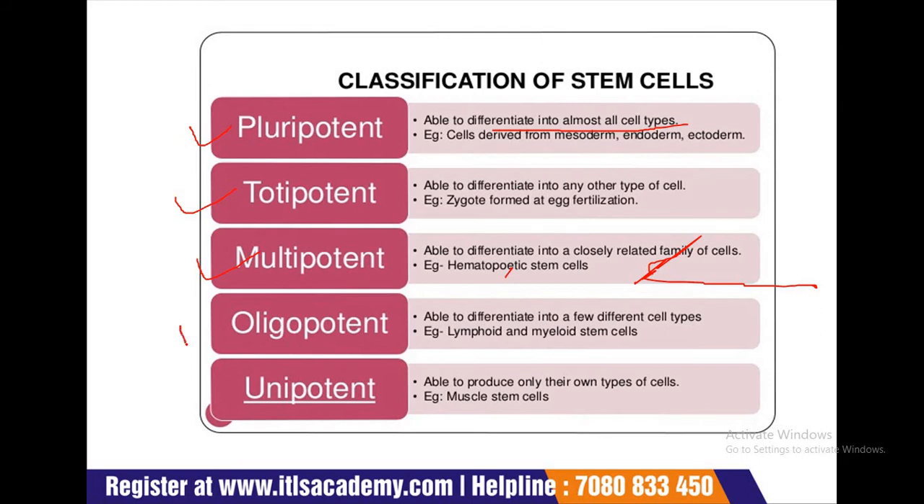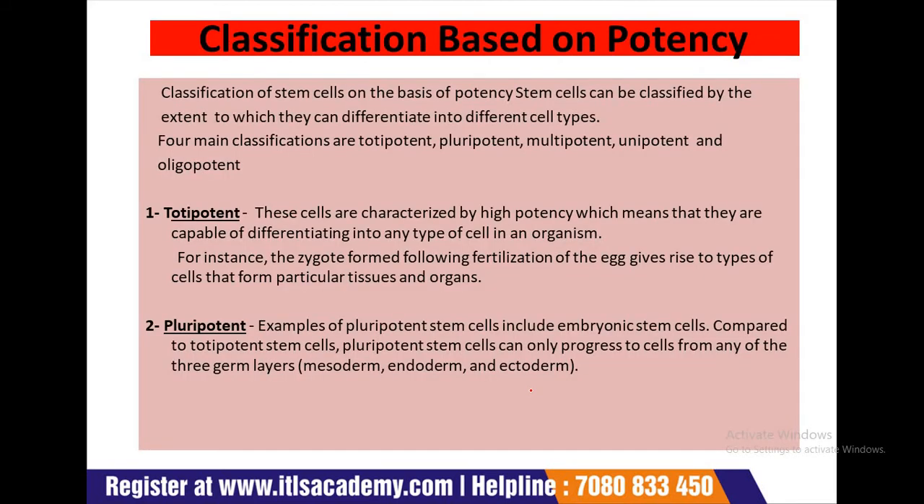Now, what are the oligopotent cells? These oligopotent cells are able to differentiate into a few different cell types, like lymphoid and myeloid stem cells. And the next one is the unipotent, able to produce only their own type of cells, like muscle stem cells. So here is a small description of stem cells based on differentiation potential. Now we will discuss briefly these differentiation potential stem cells.